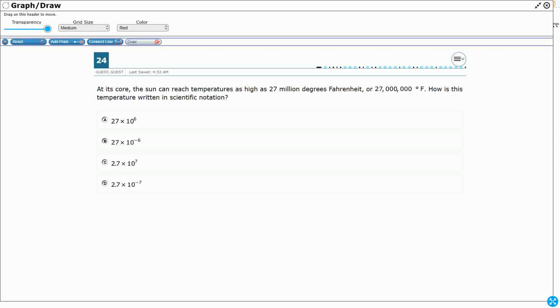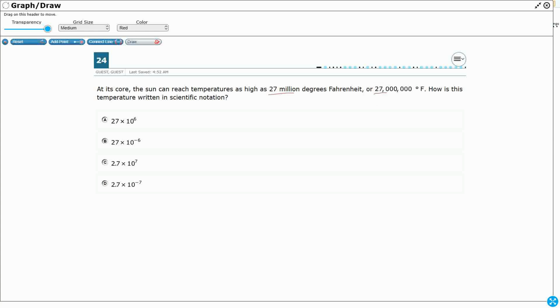All right, so we've got the sun, which can reach a temperature as high as 27 million degrees, which they give to us in unit form, and then they also give it to us in standard form. We need to write it in scientific notation. Now, you see a lot of 27s and 2.7s. We need to know what that means, and there is nothing on our reference materials that tells us what it means. So we have to come into our test knowing that scientific notation is two parts.